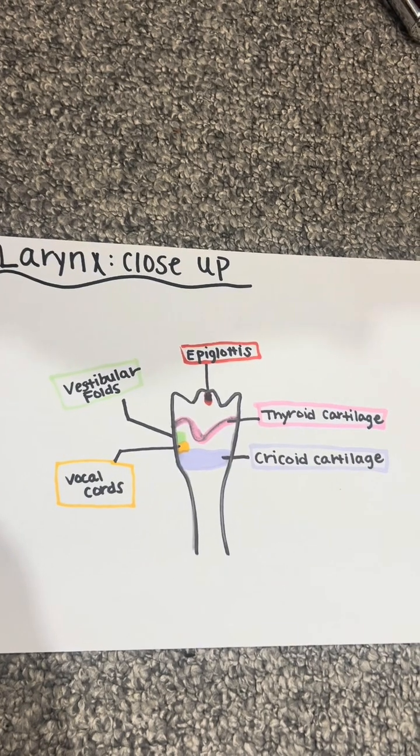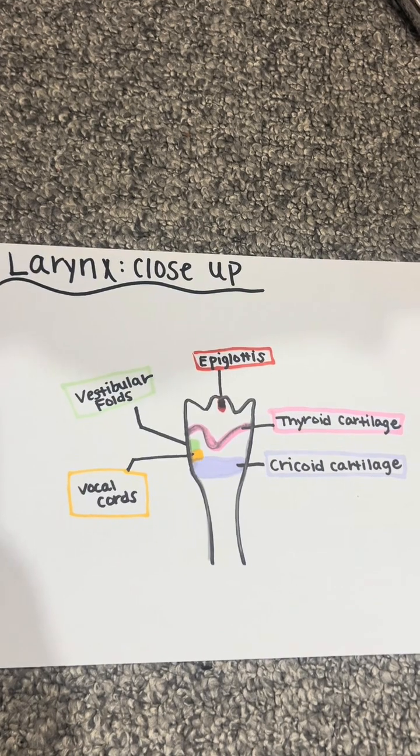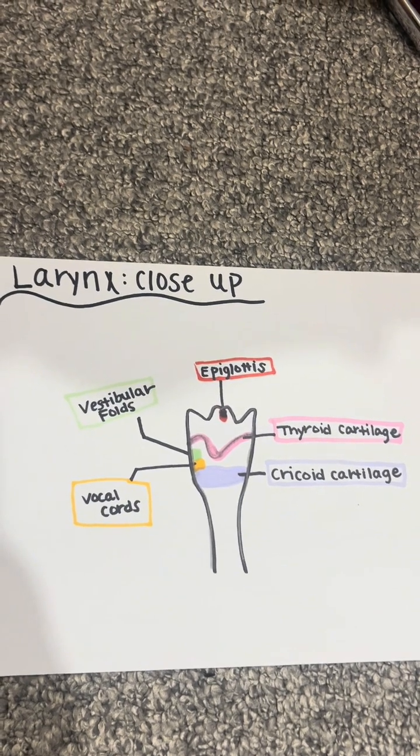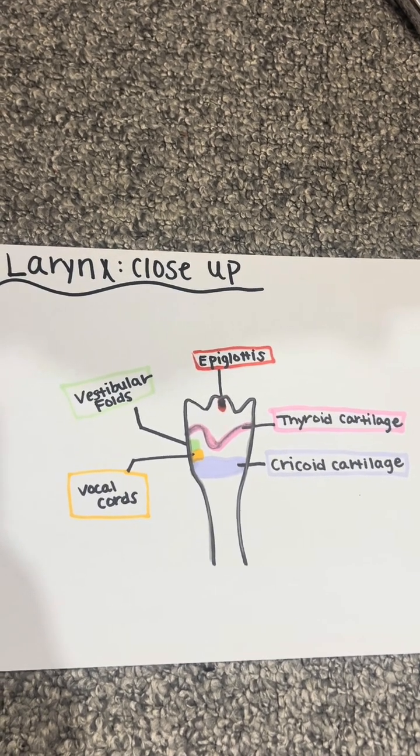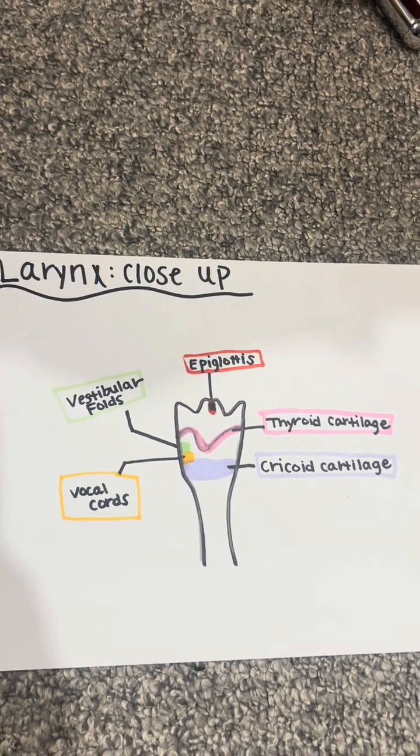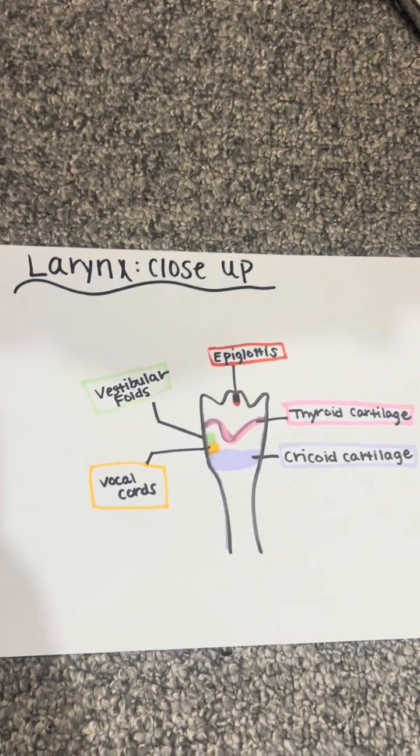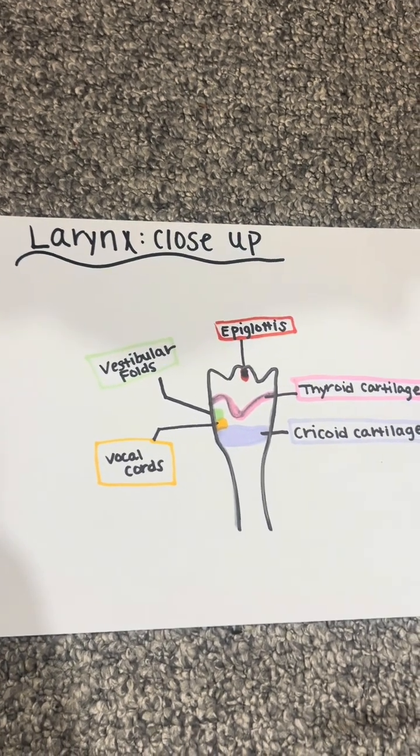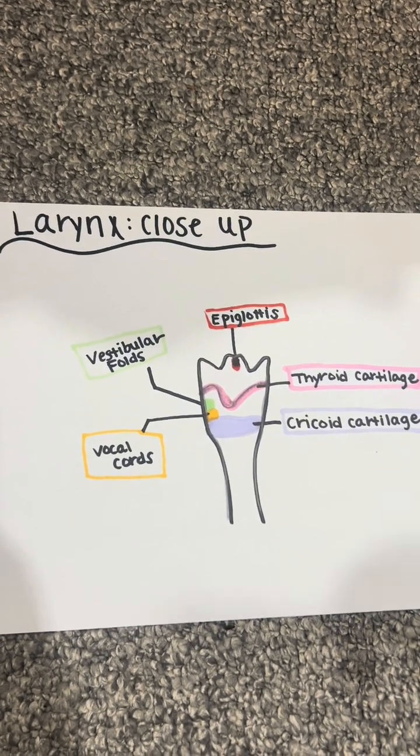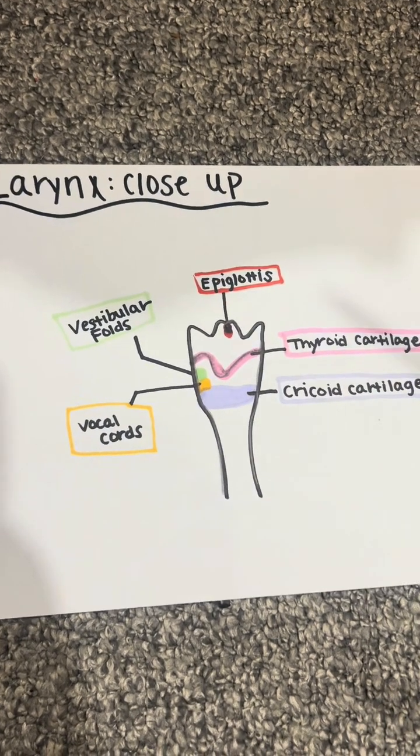Next we have the larynx. Here we have a close-up of the larynx. The larynx functions in carrying air between the pharynx and trachea. Additional functions of the larynx include sound production and preventing food from entering into the trachea. The airway surrounded by the larynx is referred to as the glottis. The larynx contains vestibular folds, vocal cords, and several cartilages.